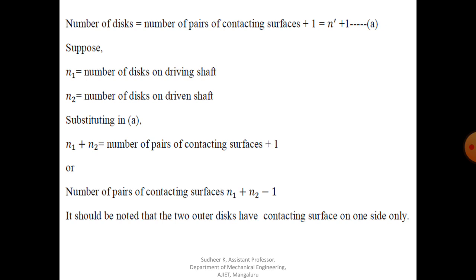And coming to one more characteristic, as the number of contacting surfaces is increased, the torque transmitting capacity is also increased, because we already derived that if n dash is increased, the torque transmitting capacity also increases. So in other words, for a given torque capacity, the size of a multi plate clutch is always smaller than that of a single plate clutch, resulting in compact construction. The construction of a multi plate clutch will be compact.